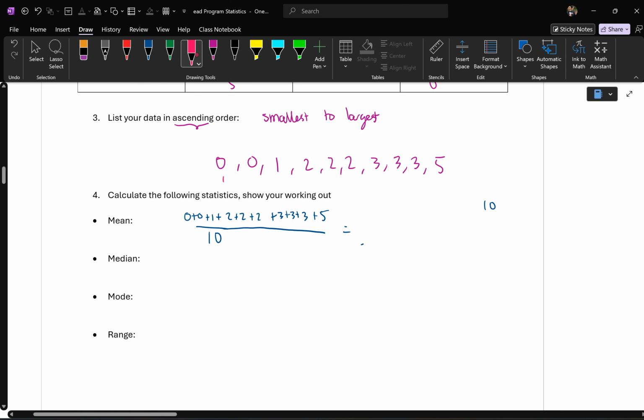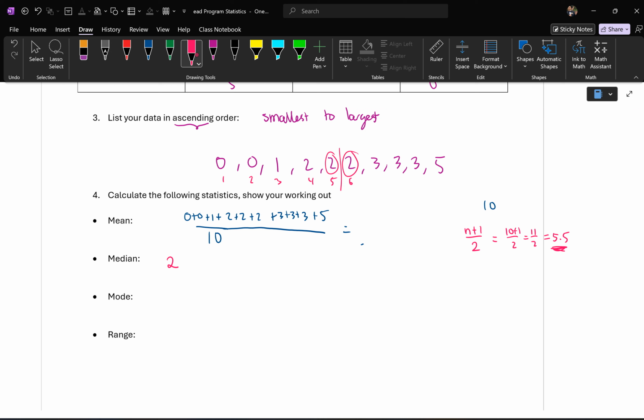So here is 1, 2, 3, 4, 5, 6. And the middle is in between the 5th and the 6th. So that means clearly the answer is 2. So median is 2. If you're wondering how I knew it was the 5th and 6th, remember that rule where it's n plus 1 divided by 2. So 10 plus 1 divided by 2 gives me 11 on 2, and that's 5.5. So that's why I knew it was between the 5th and the 6th position.